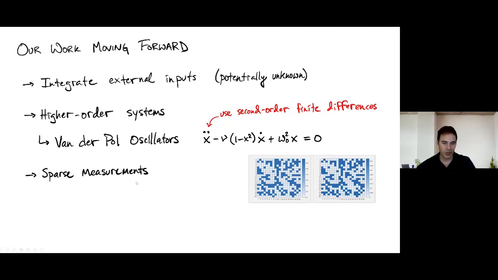And finally, one of the biggest challenges that we face in real-world network inference problems is the notion of sparse measurements. Right now, we're assuming that we can get measurements from every node that matters. And so dealing with that sparsity is actually another way of thinking about even higher order systems, but that's a big challenge moving forward. So that's a brief recap of this method.